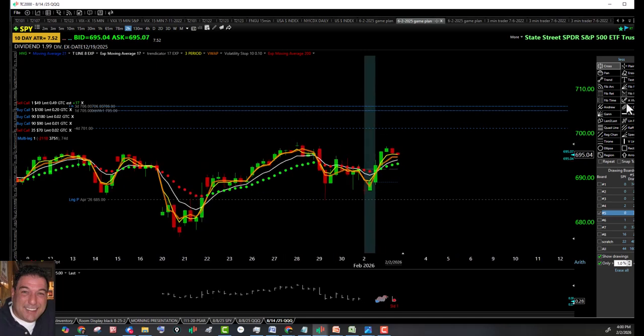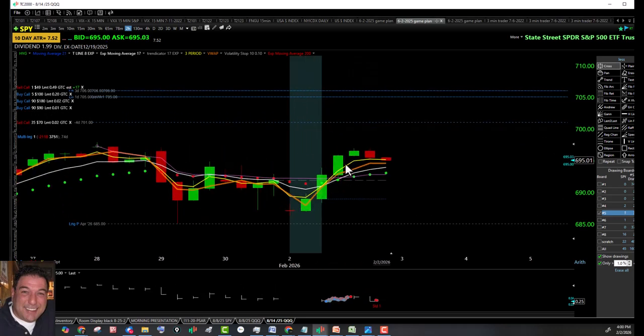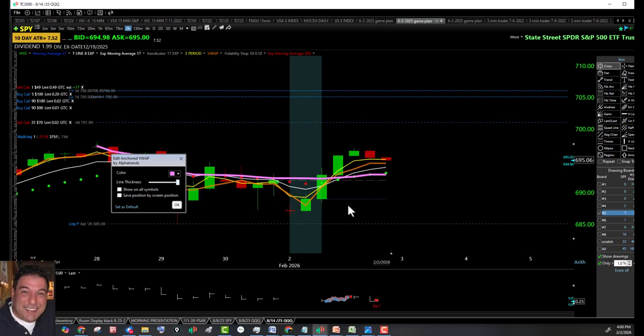So we can take that anchored VWAP, stick that right here, and you can see clearly we got a 10-minute uptrend over the all-time high anchored VWAP. That's the pink line right there. I can juice that up, make it thicker so you can see it. Right there. So 10-minute uptrend over VWAP, over the all-time high anchored VWAP.